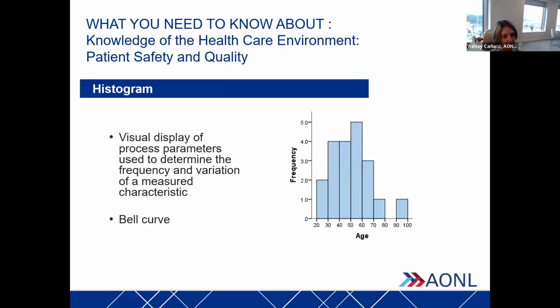Yep. Histogram. Visually display the process parameters using different frequencies and variations. There's also a bell curve that goes with a histogram. Anybody use this one? Couple people? What are some examples of when we've used histograms?